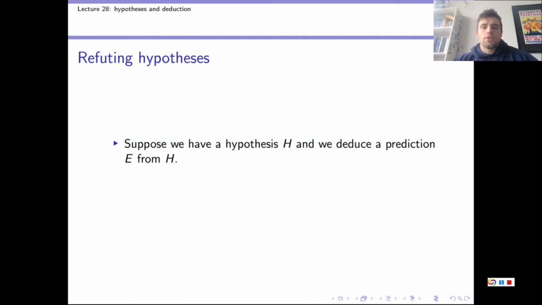Suppose we have a hypothesis H and we deduce an observational prediction from it. Let's call it E. Then if we test the prediction and observe that it's false, the hypothesis cannot be true, so the hypothesis gets refuted. A deductively valid argument, remember, cannot lead from a true premise, the hypothesis in this case, to a false conclusion, which is the prediction in this case.